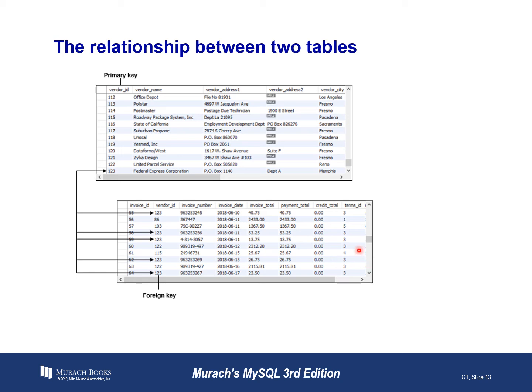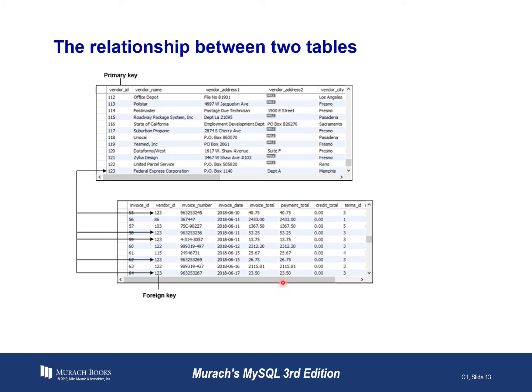Typically, relationships exist between the primary key in one table and the foreign key in another table. This is the typical sort of relationship you will find. The foreign key is simply one or more columns in a table that refer to a primary key in another table. So this, for example, is referring to the primary key in a different table. That's what a foreign key is. In this figure, the vendor ID column is the foreign key in the invoices table and is used to create the relationship between the vendors table and the invoices table.